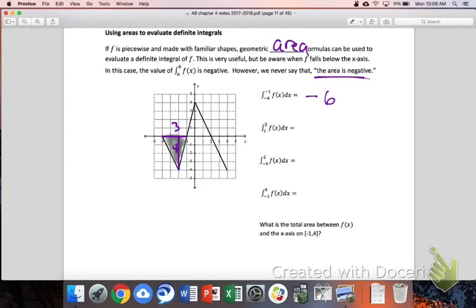So, armed with that sort of thinking, will you guys try the other 4? And it's all about geometry formulas. In this case, they're all triangles. So please give it a shot.